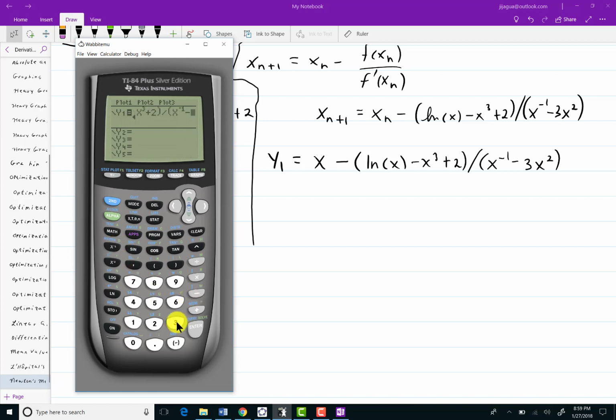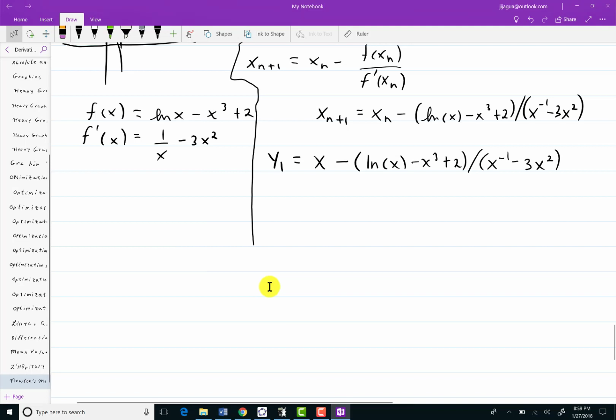Minus 3x squared. Finish that, and let me get out of this screen. So our initial guess was 1, so I'll do 1 store x, enter. Now what I'm going to do also is keep track of my values. So x0, x1. I don't know how many of them I'm going to need, so I'll make placeholders for a bunch of them. So x0 was 1.